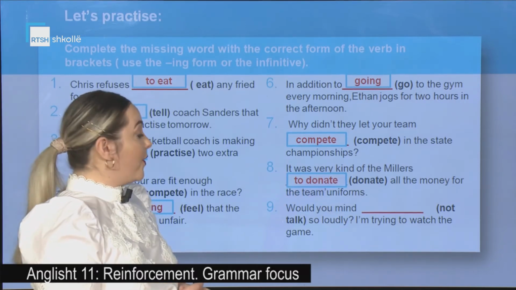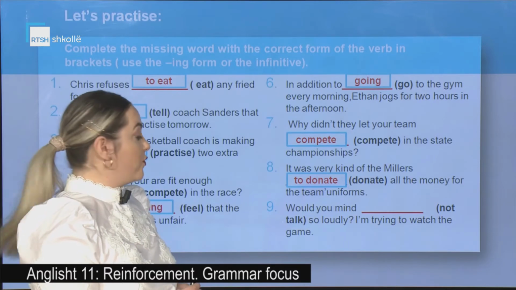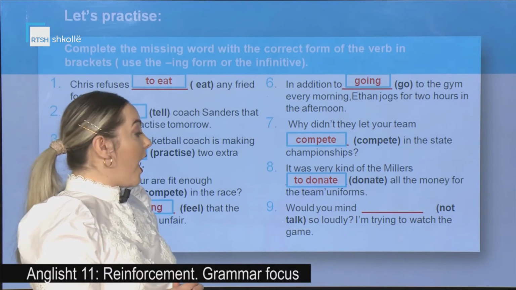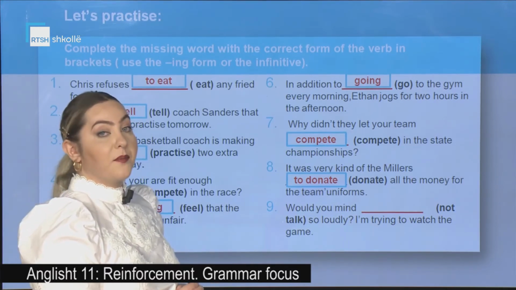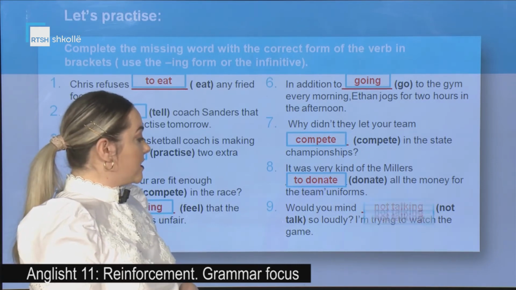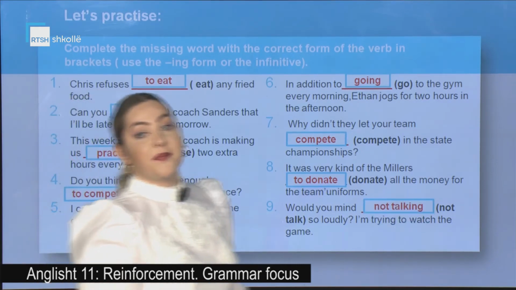Number 9. Would you mind, you have to use not talk, so loudly? I'm trying to catch the game. The correct answer is not talking.